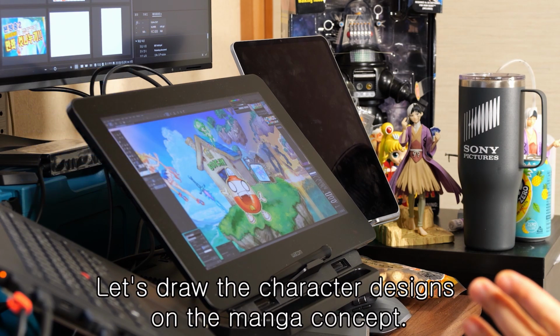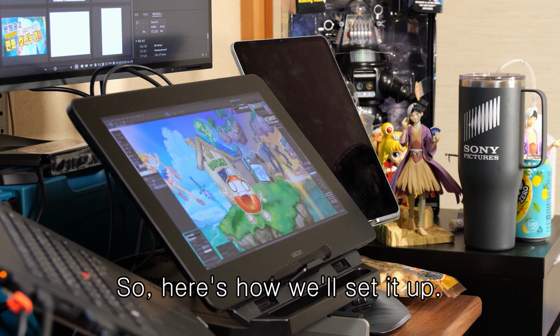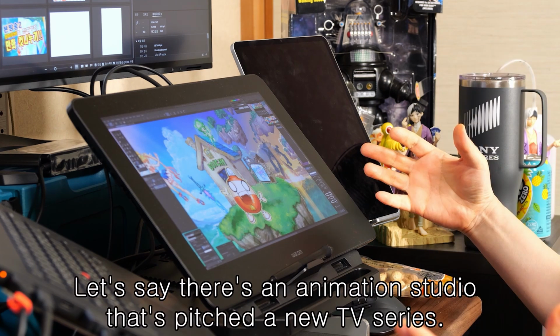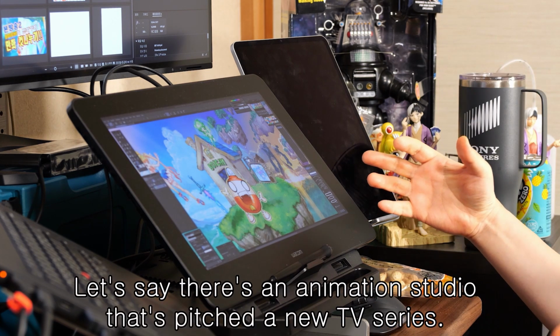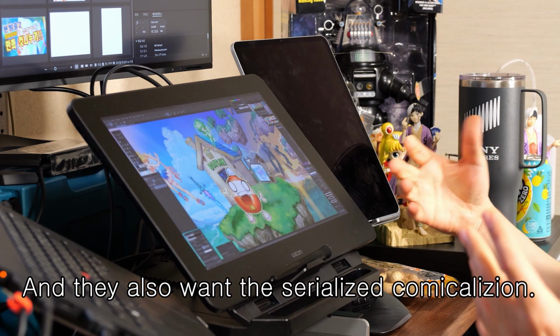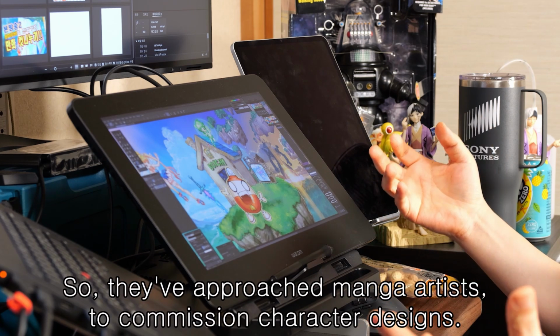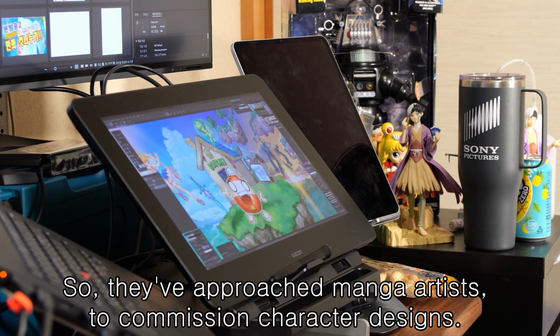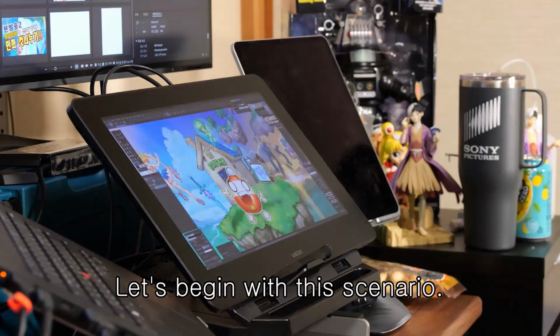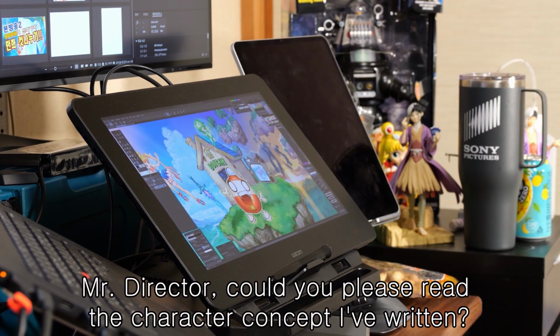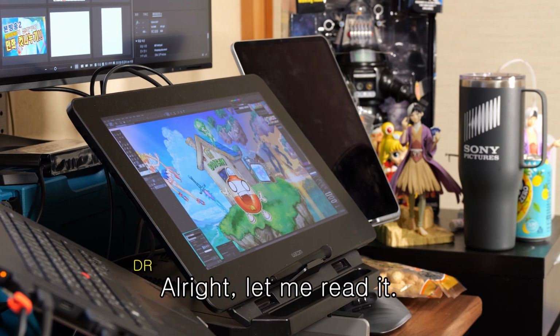Let's draw the character designs on the manga concept. So, here's how we'll set it up. Let's say there's an animation studio that's pitched a new TV series, and they also want the serialized comicalization. So, they've approached manga artists to commission character designs. Let's begin with this scenario. Mr. Director, could you please read the character concept I've written? All right, let me read it.